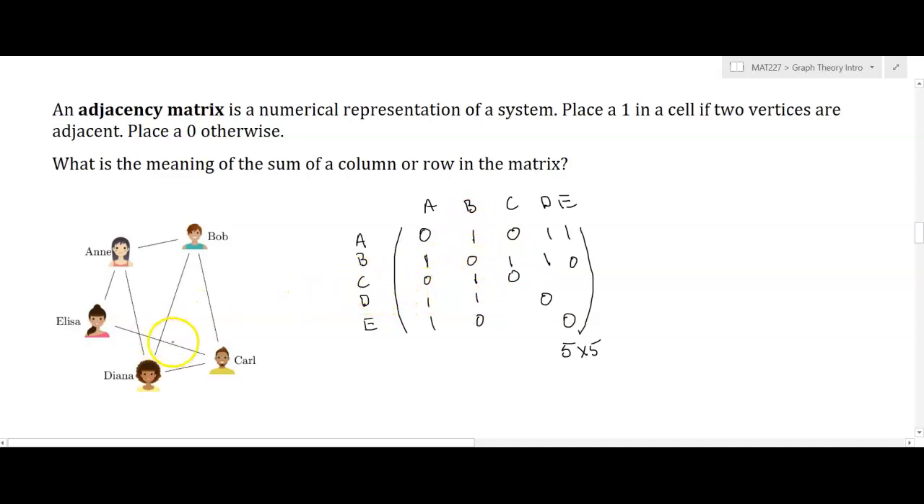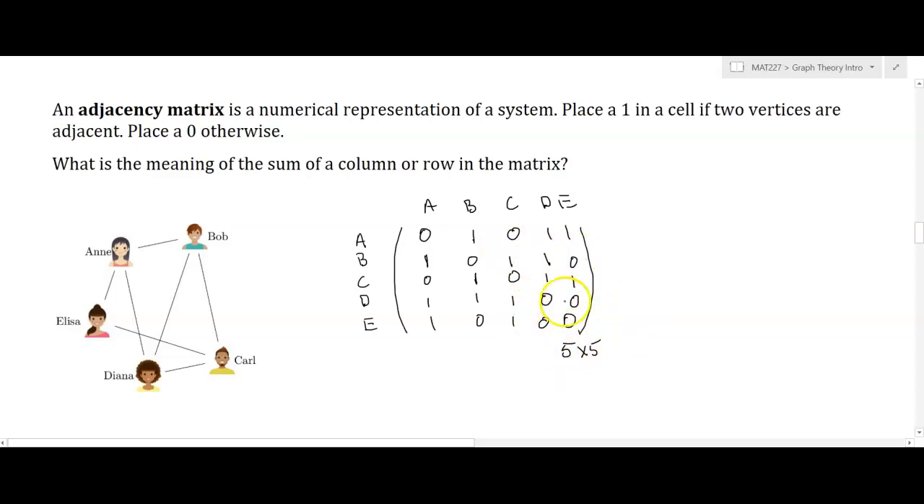For Carl, we see that Carl is connected to Bob, Diana, and Elisa. And same thing for that column for Carl. Diana is connected to Anne, Bob, and Carl. So we already have Anne, Bob, and Carl. Diana is not friends with Elisa. So this would be the adjacency matrix.